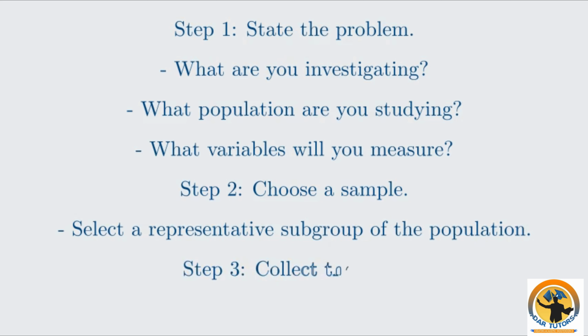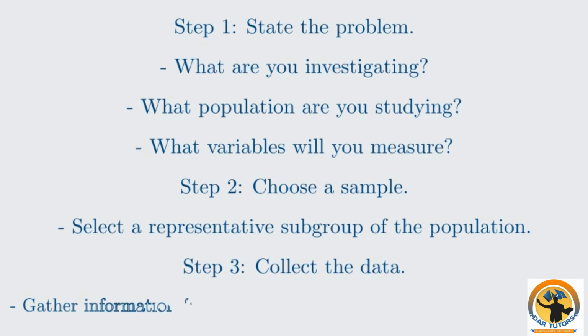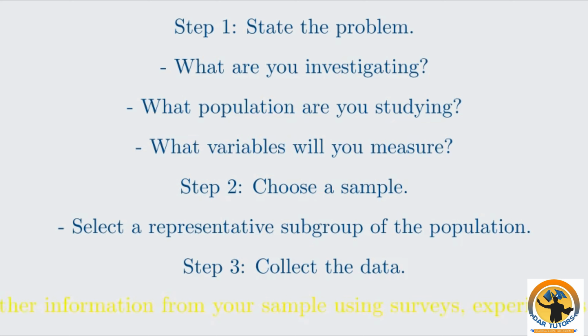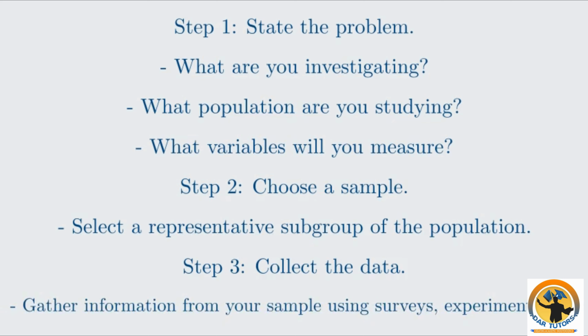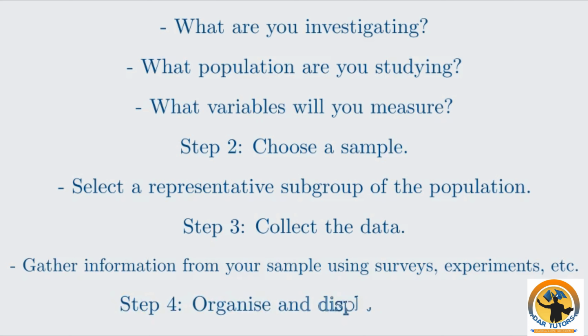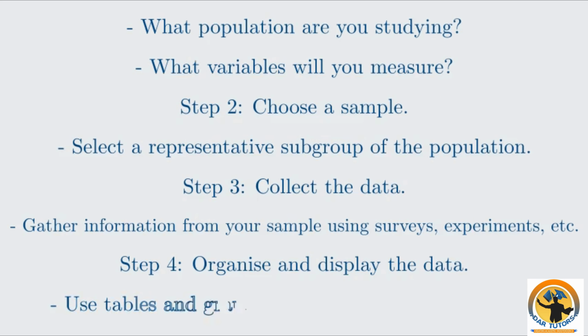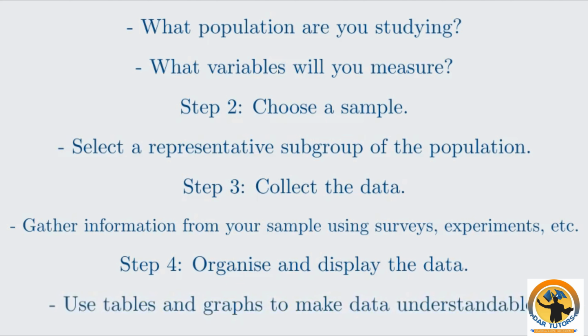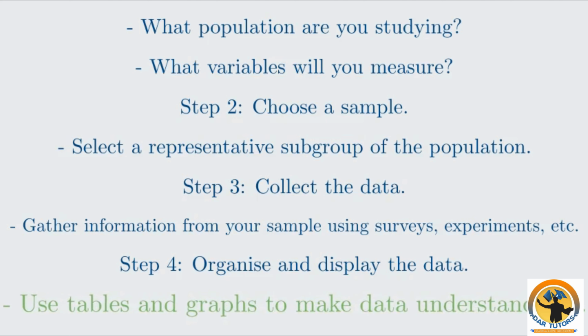Next is to collect the data. Once the sample and variables are chosen, you need a method to gather the data. This might be through surveys, experiments, or observations. The method must be appropriate for your investigation to ensure the data collected is valid. Step 4 is to organize and display the data. Raw data can be difficult to read. Organizing it into tables and displaying it with appropriate graphs makes patterns and features much clearer. We will learn how to do this later in this video.